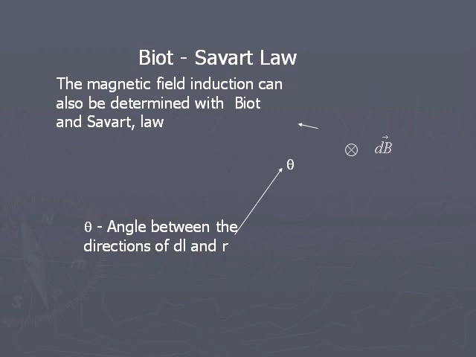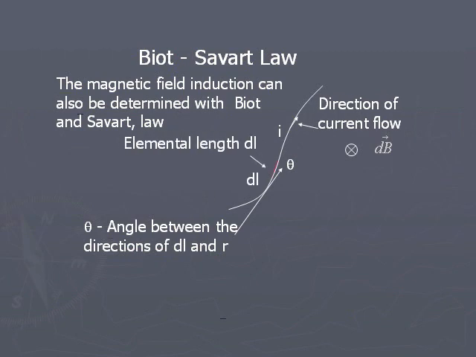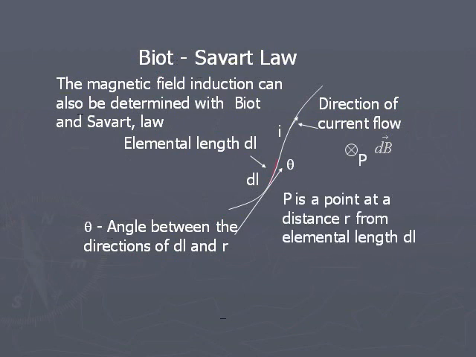Biot-Savart law. This is another law which is used for determining the magnitude of the magnetic field induction due to a conductor carrying current. Due to the current carrying conductor, a magnetic field will be created. The magnitude of that magnetic field can be calculated by using Biot-Savart law.